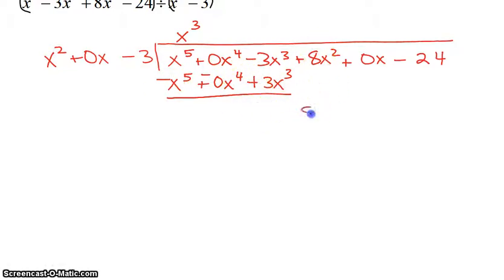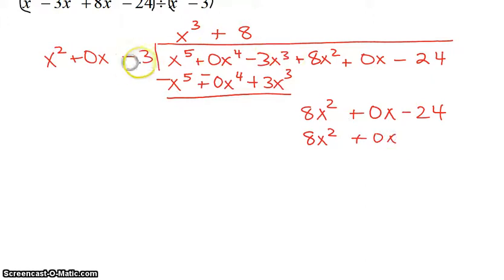So I'm going to end up bringing this 8x squared down, and I need 3 terms to come down because I'm dividing by 3 terms here. So now x squared goes into 8x squared how many times? 8. So I get 8x squared. And then 8 times 0x is of course 0x. And 8 times negative 3 is negative 24. And so I notice that when I subtract, change the signs, I end up with no remainder.